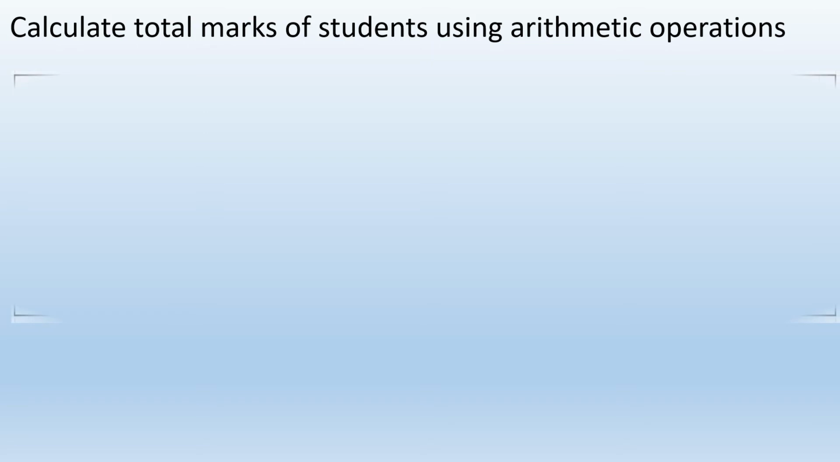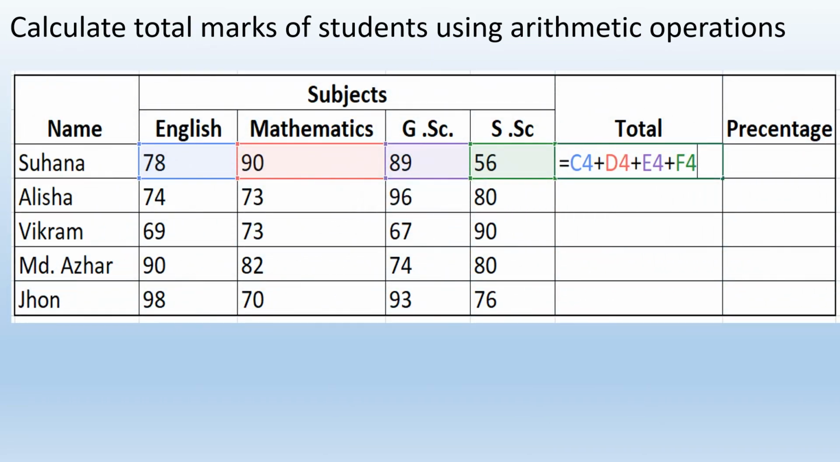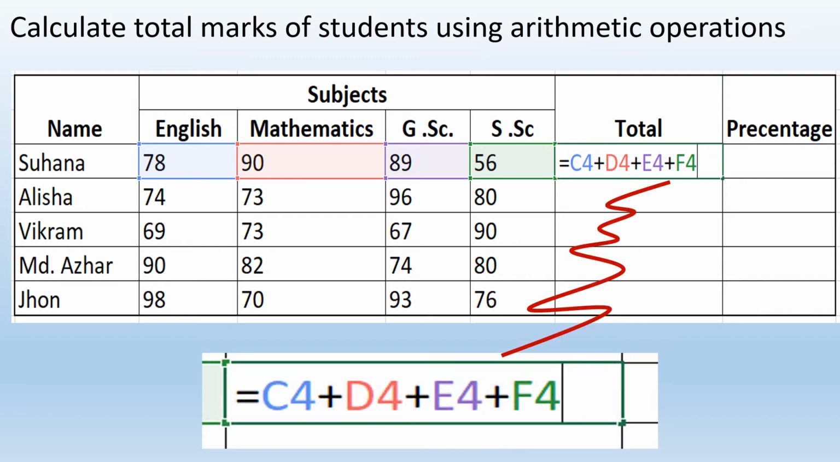So when you want to calculate the total marks of the students using the arithmetic operations, this is how it works. Now in the first row, the first student's name is Suhana. So we are going to calculate the total marks for that. It says C4 plus D4 plus E4 plus F4. First we type the equal mark, then you select the cell C4 which belongs to the English of Suhana, and D4, E4, like that. You get the 4 subjects' marks total there.